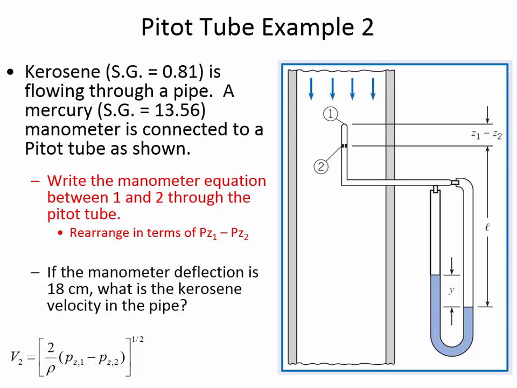I will show you the "and so on" later, but I don't want to show it all to you because I want you to think through creating this equation and then rearranging it, so that on the left side you've got P sub Z1 minus P sub Z2 is equal to something. You rearrange it in these terms because once it's rearranged this way, this is the hydrostatic equation with the manometer, and we're going to stick that into Bernoulli's equation.